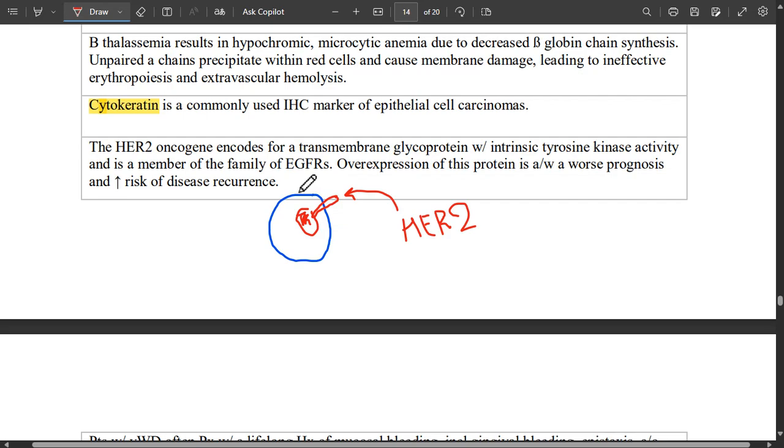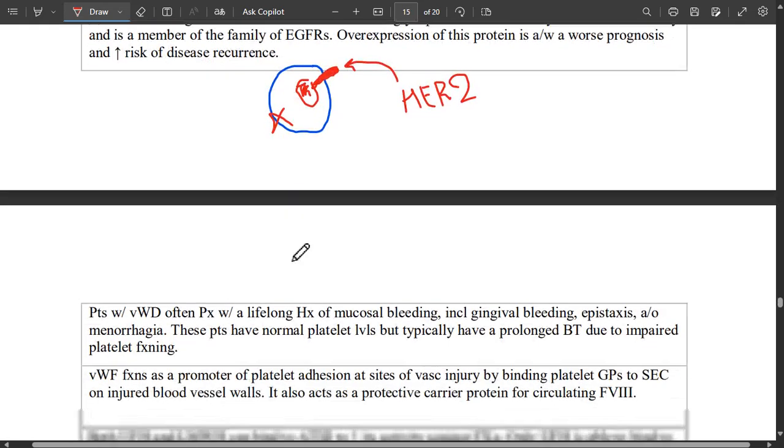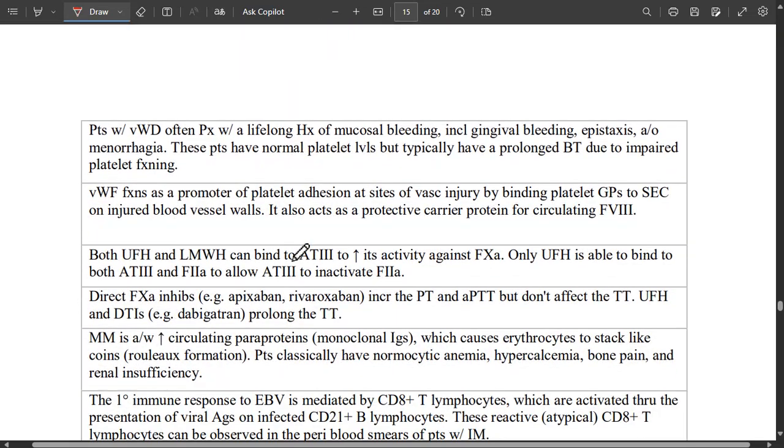Overexpression of this protein is associated with worse prognosis and increased risk of disease recurrence. So if this tyrosine kinase protein is overexpressed, it results in increased disease recurrence. So recurrence of this disease is high. The prognosis is bad, and the chance of recurrence is higher.